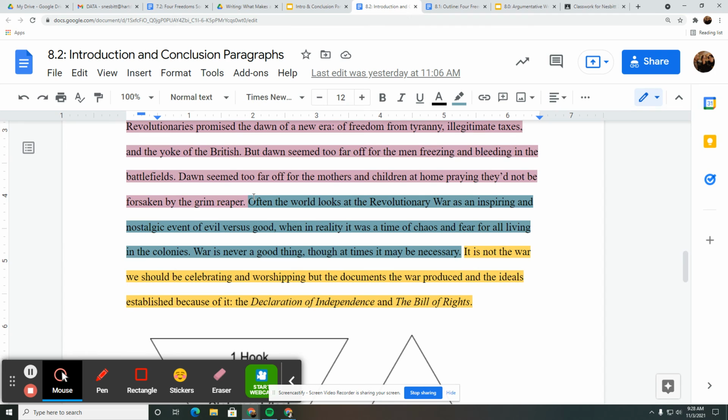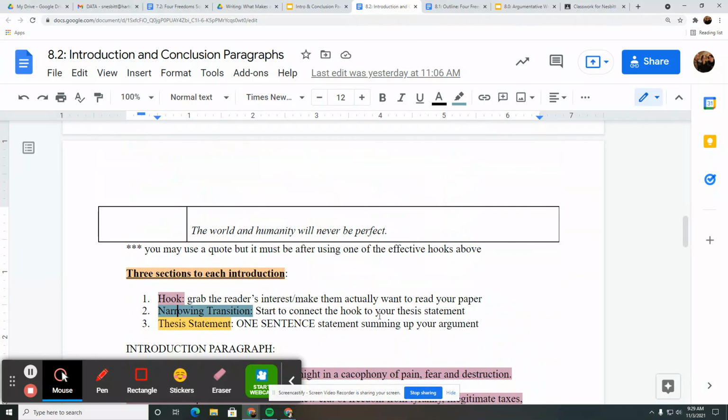And now here's my thesis. It is not the war we should be celebrating and worshiping, but the documents the war produced and the ideals established because of it, the Declaration of Independence and the Bill of Rights. So the argument is, what should we venerate in history? Is it the war, or is it the ideals that came from the war? And the argument is it's the ideals. And then I know that my first paragraph is going to be on the Declaration of Independence, and the second is my Bill of Rights. So your introduction needs to do that. Grab the reader's attention, narrow in, and then hit them with your argument and make it clear and make it captivating.